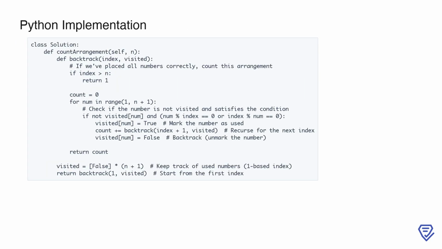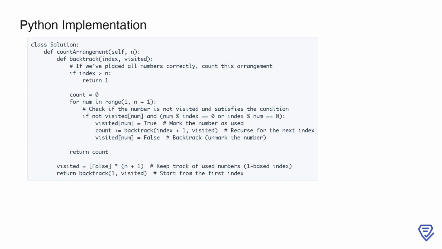This solution defines a function countArrangement inside the Solution class. The problem is solved using backtracking. The idea is to recursively try to place numbers into positions from 1 to n while ensuring the constraints of the problem are satisfied. The backtrack function takes two arguments: index, which represents the current position being filled, and visited, a Boolean array that keeps track of whether a number has already been used in the arrangement.